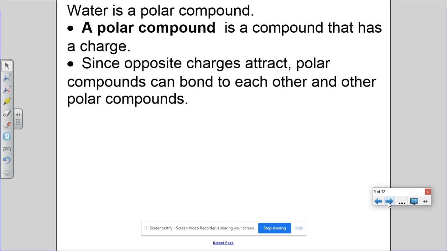Before we can learn about the properties of water, we need to know what water is and what its structure is. We should know that water is H2O. What you probably don't know is that it is a polar compound. A polar compound is a compound that has a charge. Just think about poles of north and south, negative and positive. Now, the key is that opposite charges attract. So this means one polar compound can bond to another polar compound. The only polar compound we care about right now is water.